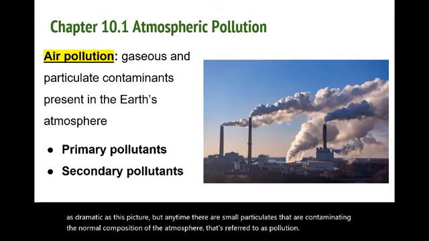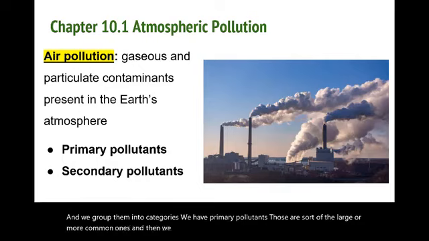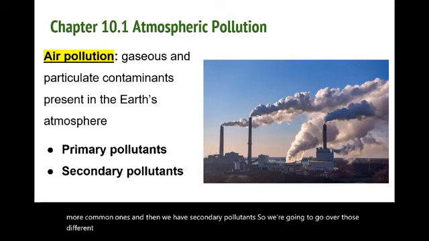And we group them into categories. We have primary pollutants. Those are sort of the large or more common ones. And then we have secondary pollutants. So we're going to go over those different categories of the types of gases that can contaminate the atmosphere.